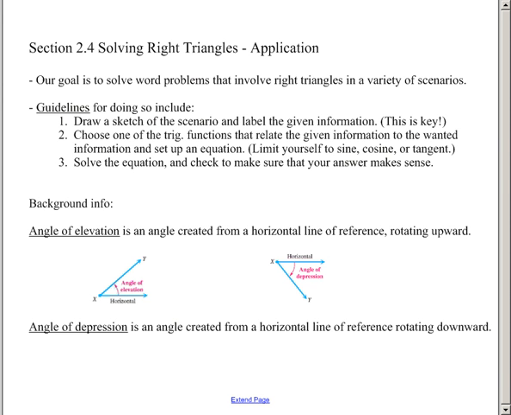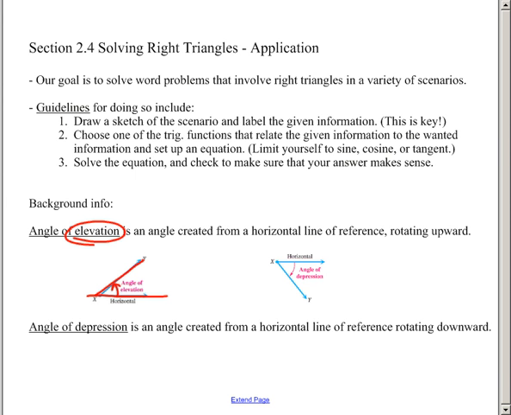Now, as we look at these word problems, you're going to have two different things that are thrown at you. One is an angle of elevation. This is created from a horizontal line of reference. It could be a line of sight, or it could give you an object, but anyway, a line of reference, and it rotates upward from there. So that's an angle of elevation, obviously elevation meaning upward.